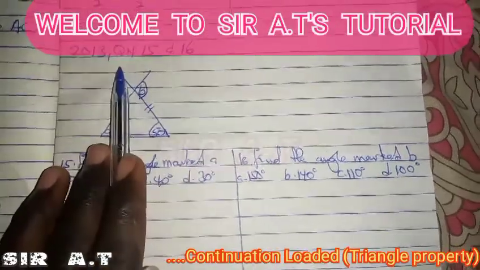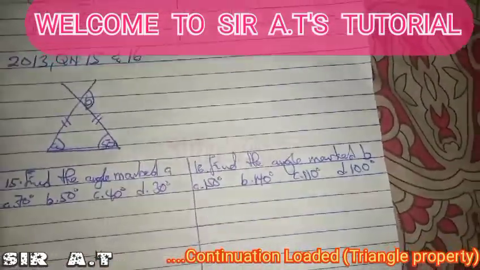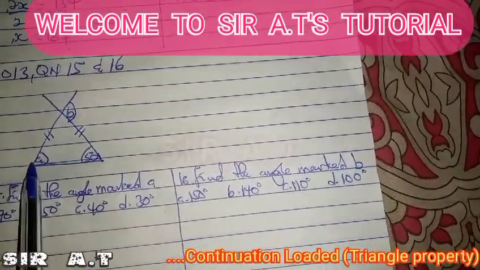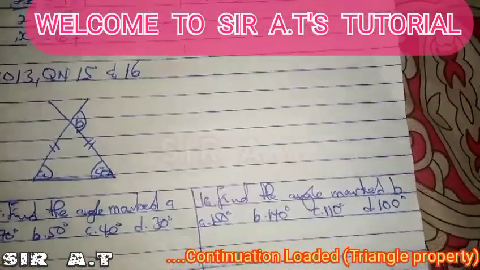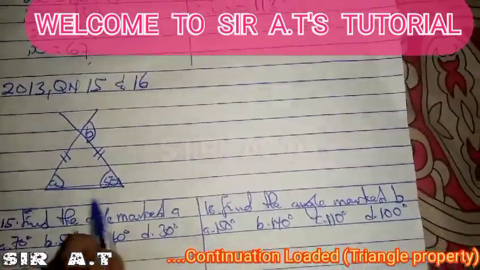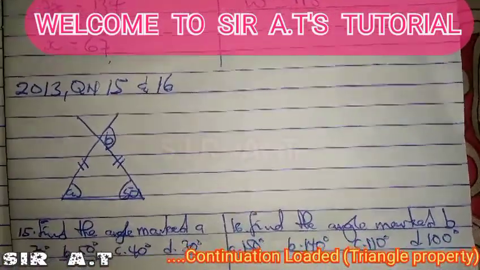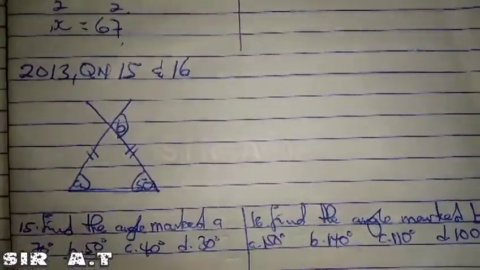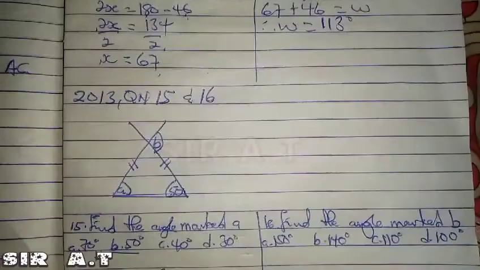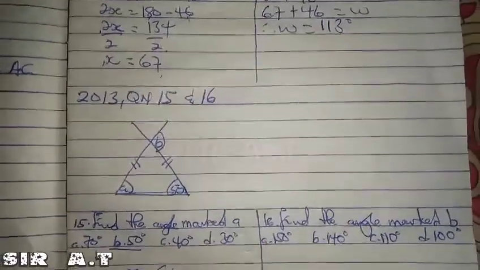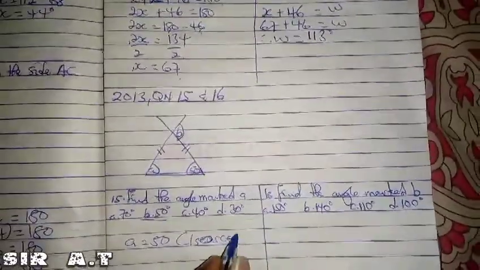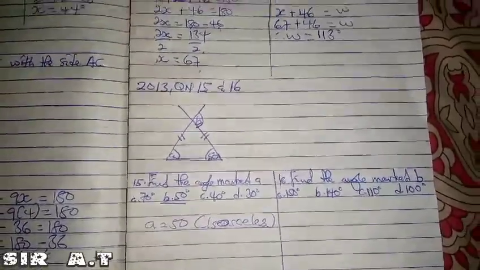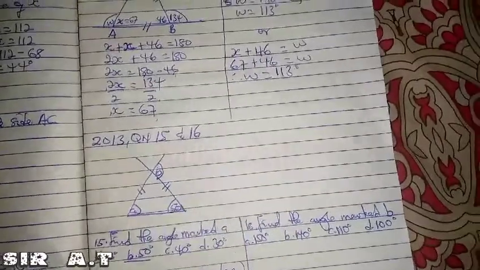That's 2013, question number 15 and then 16. So we have our isosceles. So here and then here is equal. So A is 50. So we have solved A is equal to 50. That is an isosceles triangle. So this is an isosceles. So A is equal to 50.